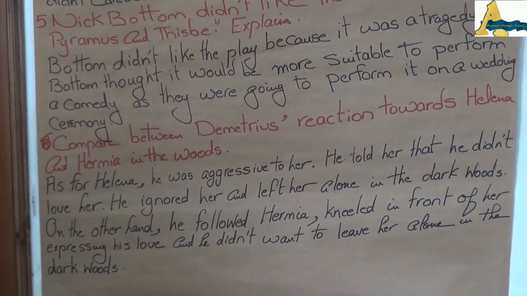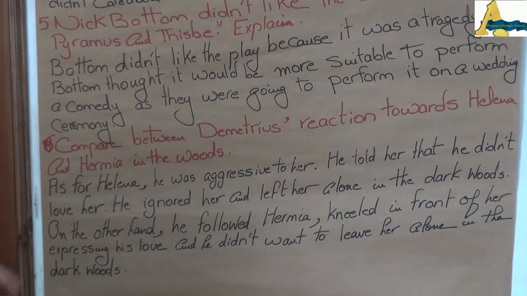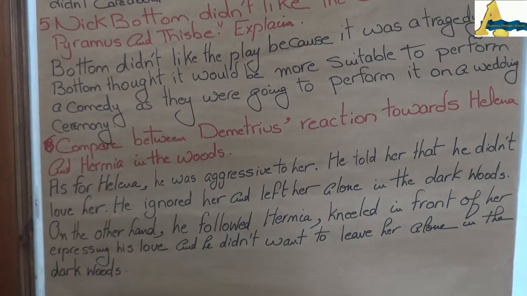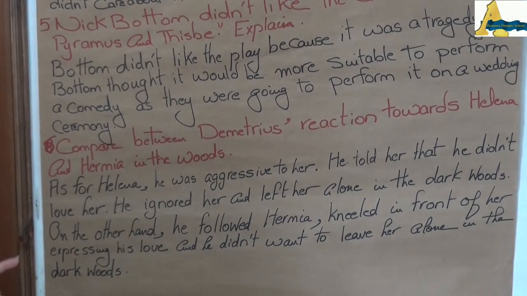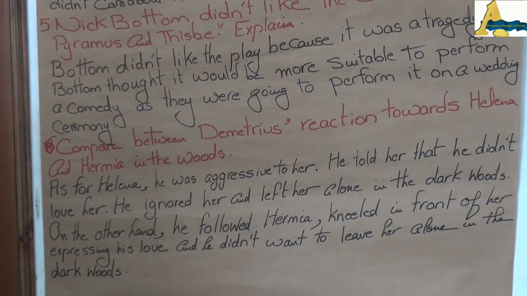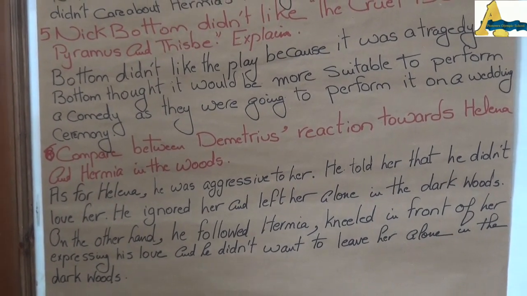Number 6. Compare Demetrius's reaction towards Helena and Hermia in the woods. As for Helena, you remember that he was aggressive to her. He told her that he didn't love her. He ignored her and left her alone in the dark woods. On the other hand, he followed Hermia, kneeled in front of her, expressing his love, and didn't want to leave her alone in the dark woods.